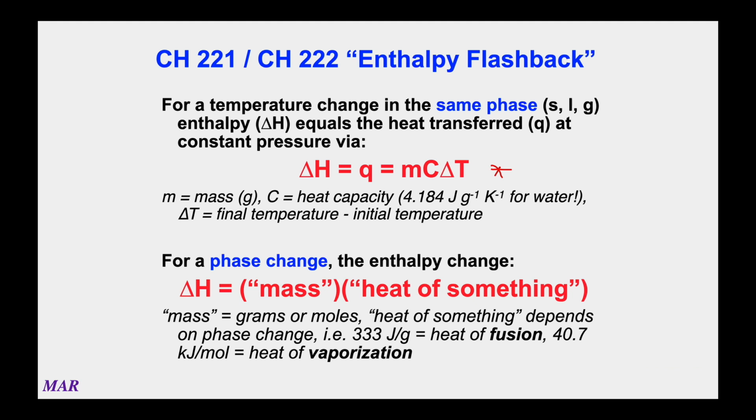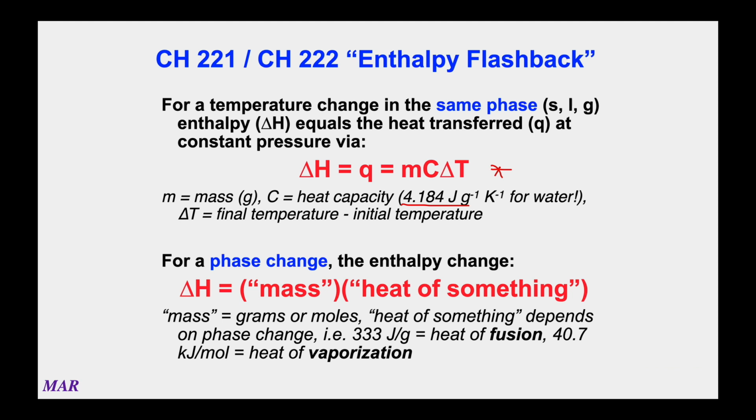In Chem 221, we talked a lot about 4.184. That's the heat capacity of liquid water. That would be a cool number we'll use a little bit here. But anyway, if you have a temperature change but no change in phase, use Q equals mc delta T or delta H equals mc delta T.